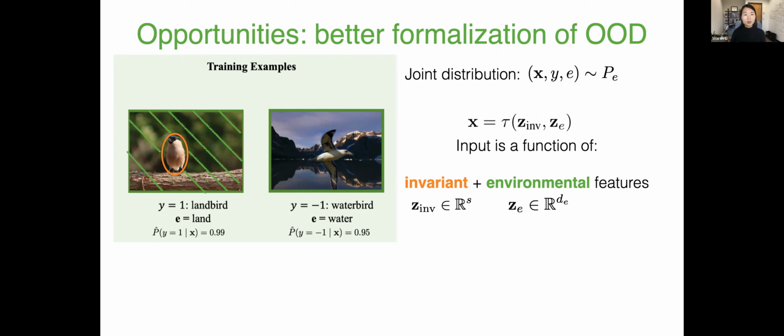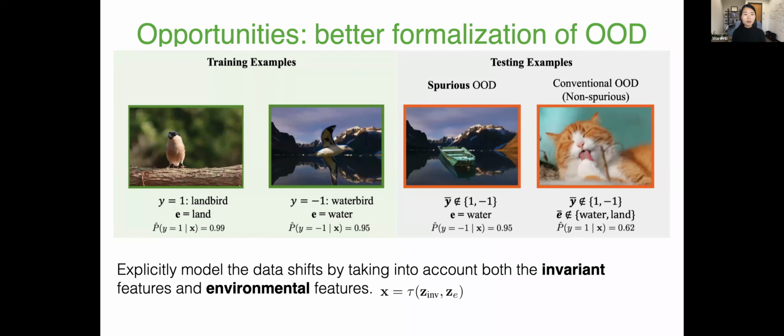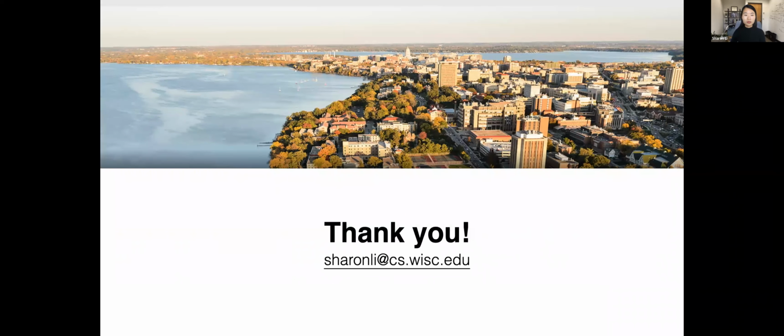It has been shown that the model can exploit such spurious correlation between the water background and the label water bird for prediction. It turns out when a model relies on such spurious correlation, it can produce a highly confident prediction for an OOD sample that has a similar environmental feature, such as the water background, but a different semantic, such as a boat in this case. We call this type of OOD spurious OOD, which is much harder to capture compared to the conventional notion of OOD samples. What I want to point out is that it's very important to explicitly model this data shift by taking into account both the invariant feature and environmental feature when it comes to formulating this problem. And with that, I would like to conclude this talk.